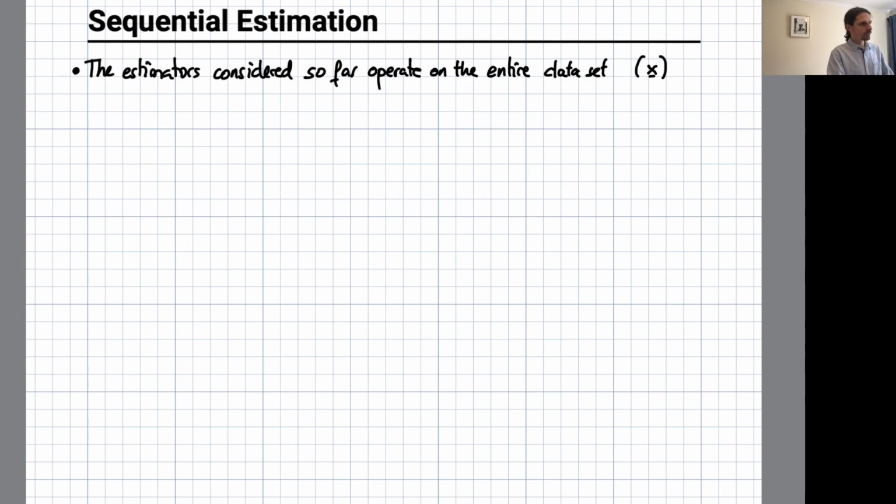Indeed, what all the estimators that we have looked at until now have in common is that they use the entire data set. They cannot naturally operate on parts of it. That is why we say that they belong to the family of so-called batch algorithms, which are the ones that process all data at once and therefore cannot directly deal with data sets that grow in size over time.